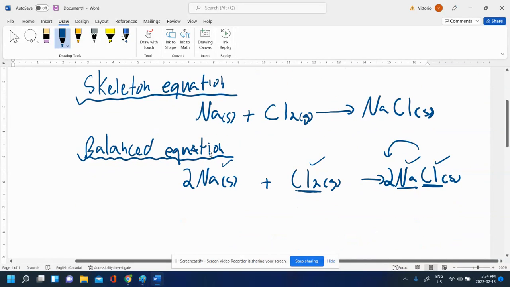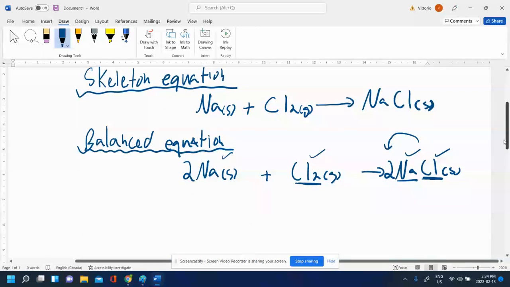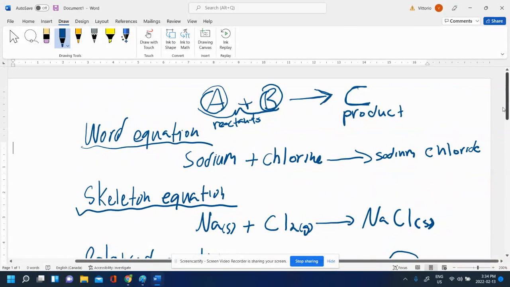Balanced is very similar to skeleton, except we're being more specific with the exact number of each thing reacting. So 2 reacting with 1 to make 2 of these. And we make sure it follows the law of conservation of mass, which basically means that if you have 2 chlorines on one side, you'd better have 2 chlorines on the other side. You have to account for it because you're never destroying the atoms, you're just connecting them in different ways. And so those are the 3 different types of chemical equations that you can use to represent chemical reactions and to summarize them in nice, easy ways to understand.